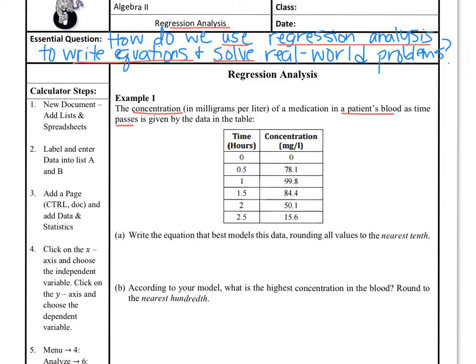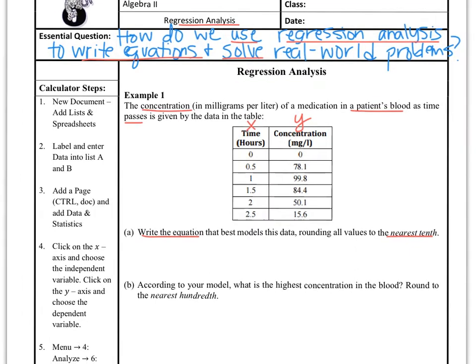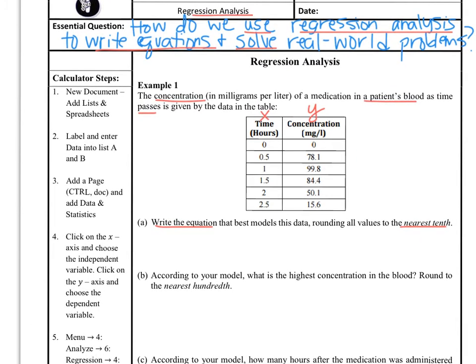So our table that they give us here is the x variable is time, or the independent variable, and after time, the concentration, or the y variable, the dependent variable, is listed there in milligrams per liter. So we're going to figure out how to write an equation that best models this data, rounding all values to the nearest tenth. So I'm going to insert a video on how to do this using the graphing calculator, because that's how you're going to do all of these. But the calculator steps are listed over here if you need to reference them on your own.